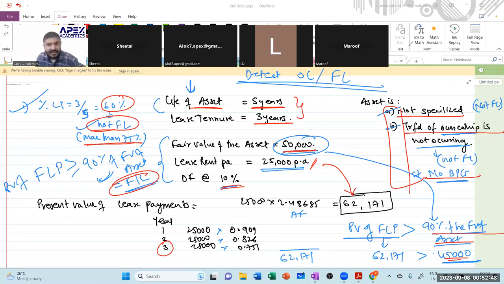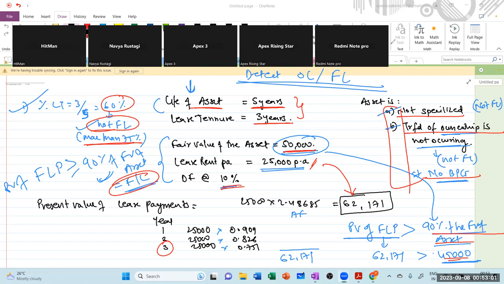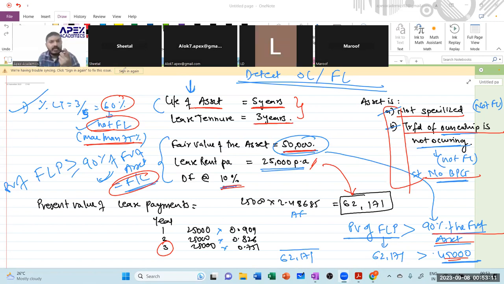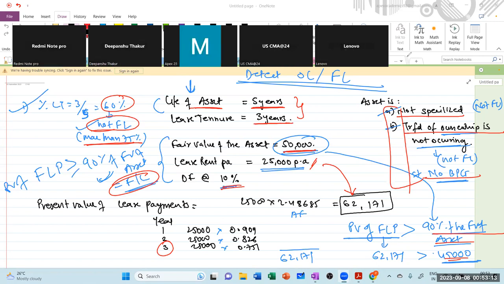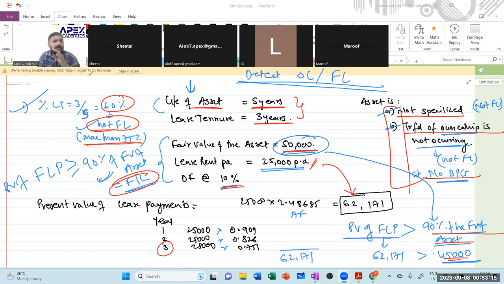Does everybody understand this carefully? Yes or no? Please tell me that. Give me thumbs up for everybody who's understood why this is a finance lease. Give me thumbs ups. Lokesh, Maruf, Navya, Hubli, Alnur, Dugla, Dipanshu, Divya, you are all understanding? Tanna has gone home? Okay.